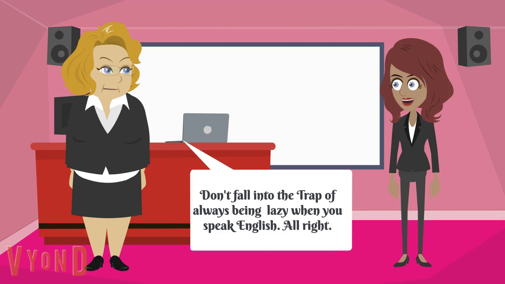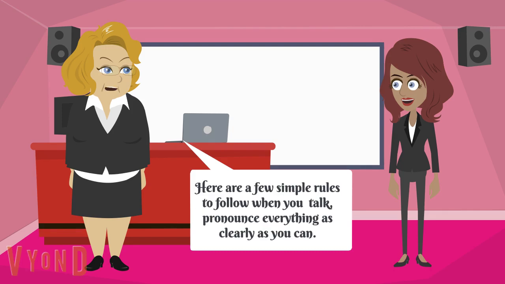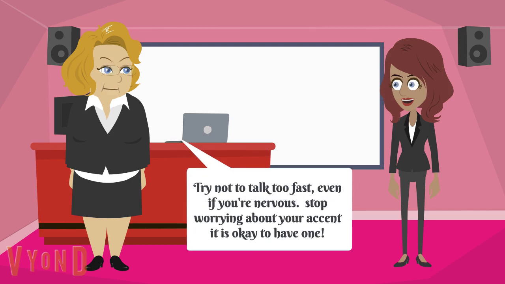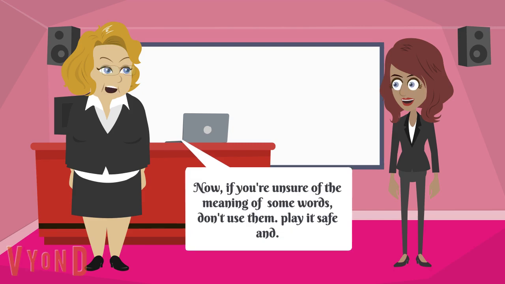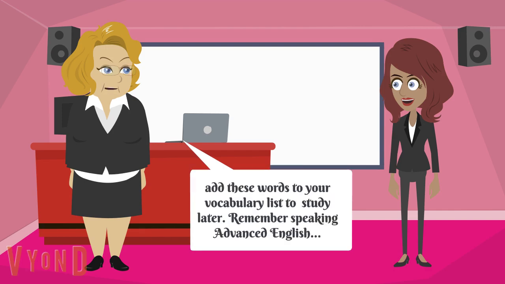All right. Here are a few simple rules to follow when you talk. Pronounce everything as clearly as you can. Try not to talk too fast, even if you're nervous. Stop worrying about your accent, it is okay to have one. Use full, grammatically correct sentences and questions. This is always a good practice. Now, if you're unsure of the meaning of some words, don't use them. Play it safe and add these words to your vocabulary list to study later.